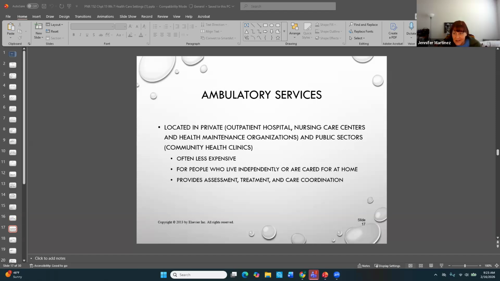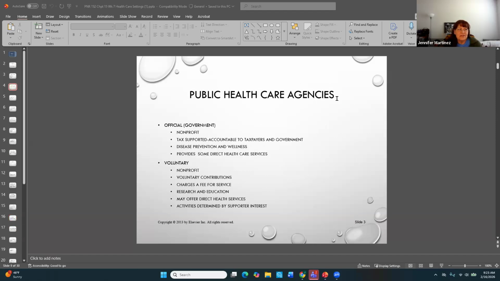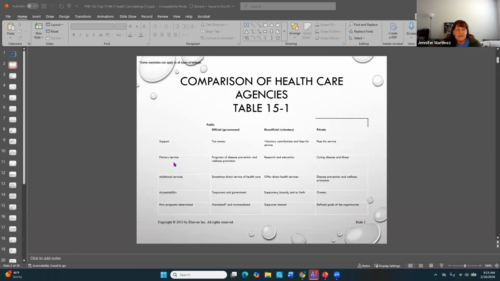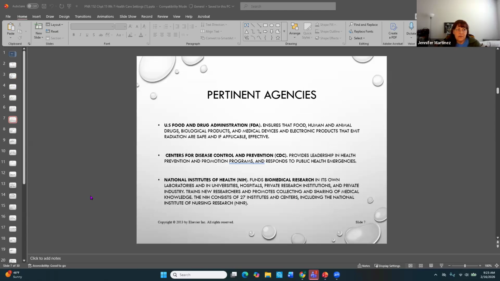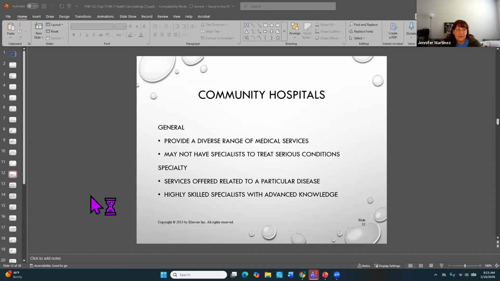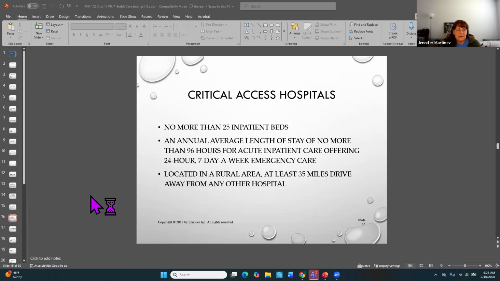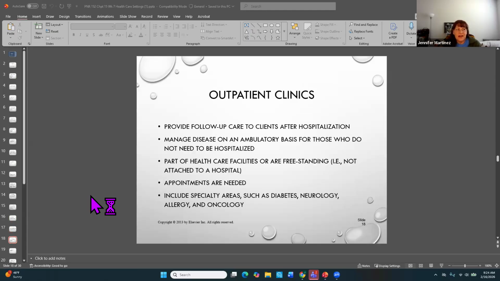So lots of different types of hospitals. If you go back to this chart at the beginning, it's just a breakdown of each type of those hospital settings, their support, their services, their accountability, and how they determine their programs. So as I went through, can you guys identify in your areas those different types of hospitals?